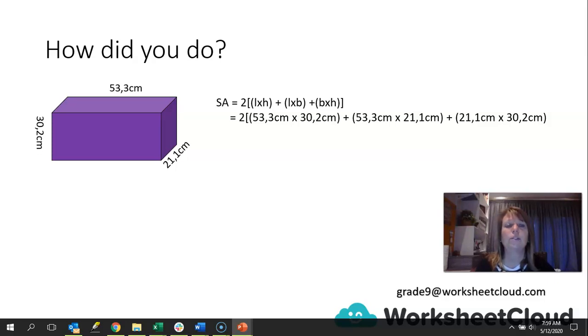And then we're going to add that to our breadth of 21,1 centimeters times by our height of 30,2 centimeters.